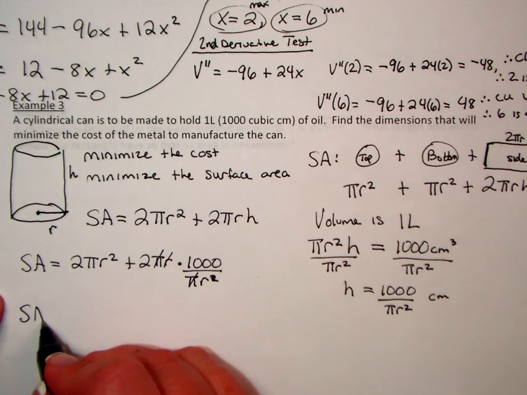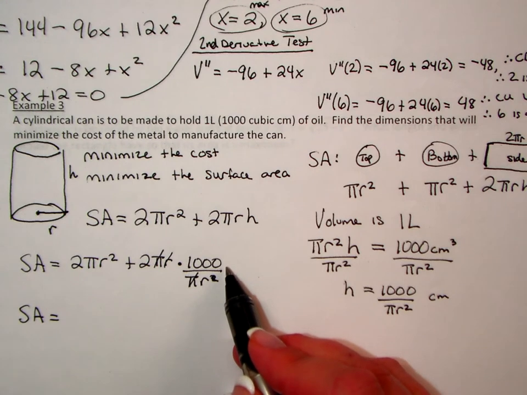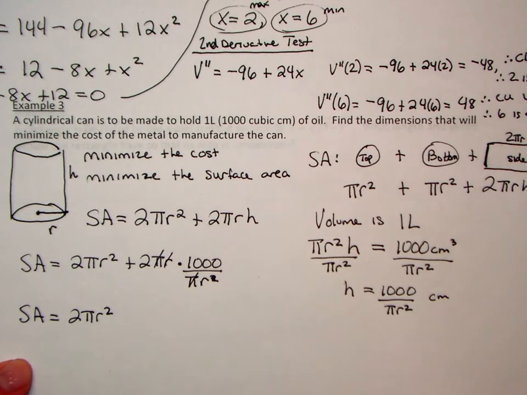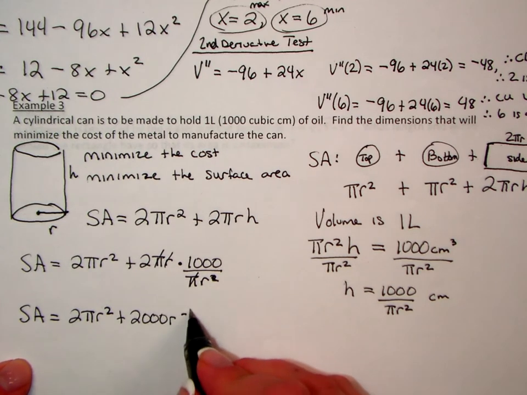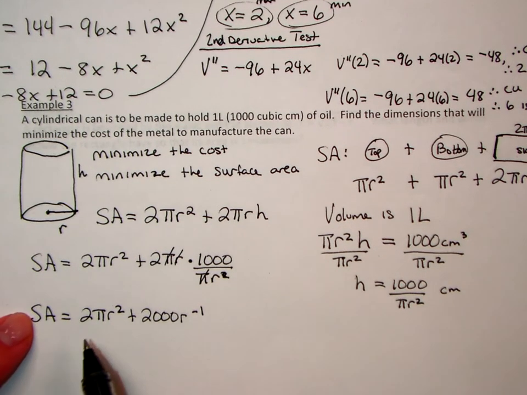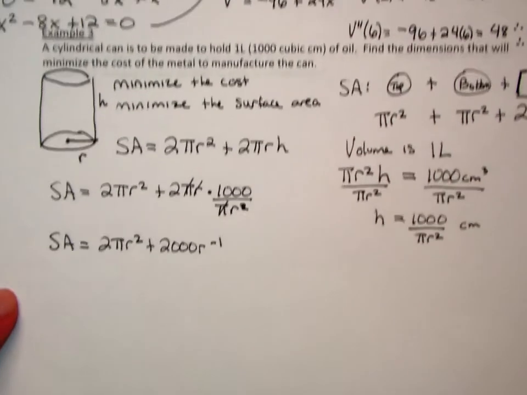Because we want to differentiate this, instead of leaving r in the denominator, I'm going to bring it up and write it to the negative 1 power. So I get 2 pi r squared plus 2,000 r to the negative 1. Here's my surface area. Our cost comes from the surface area, and this is what we're trying to minimize. I want to find the minimum value here, so I want to find where it's concave up, not where it's concave down.